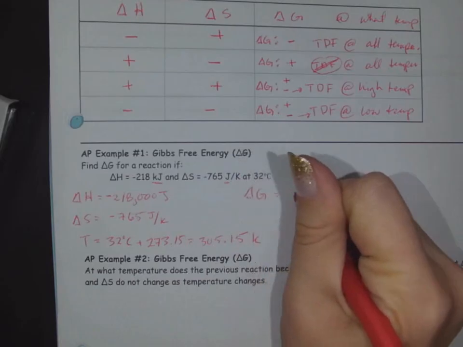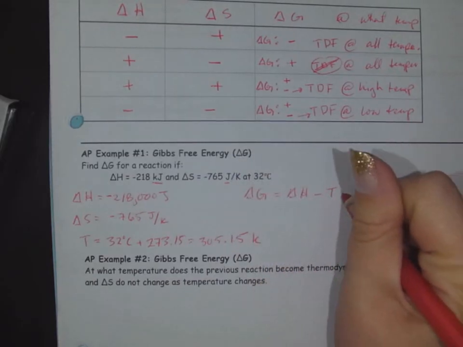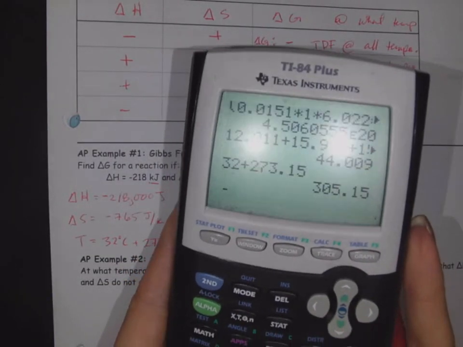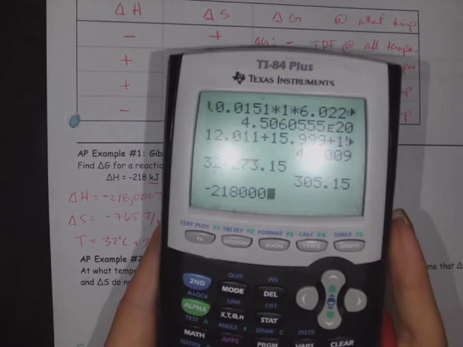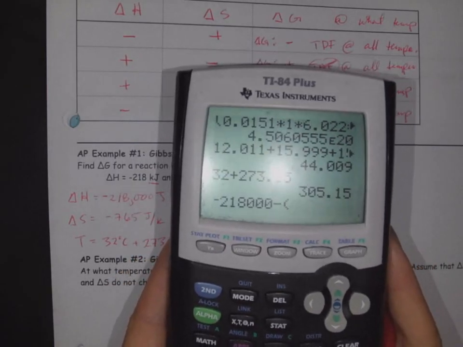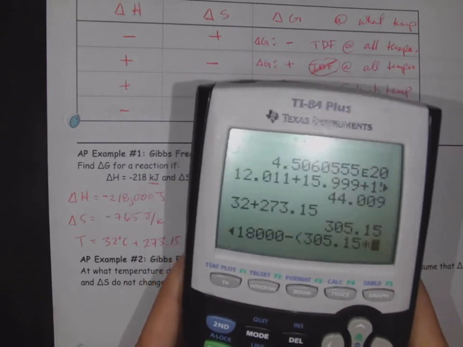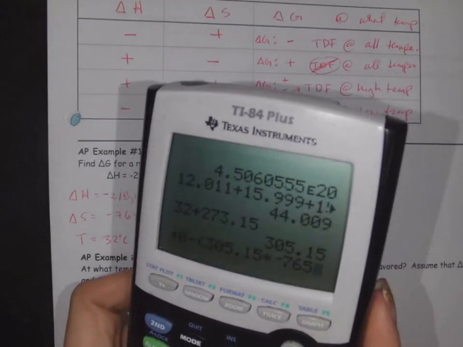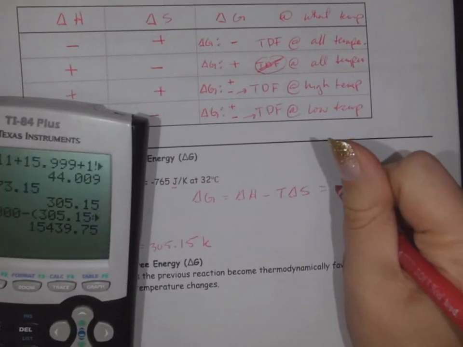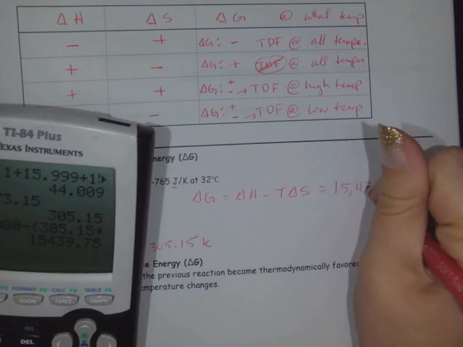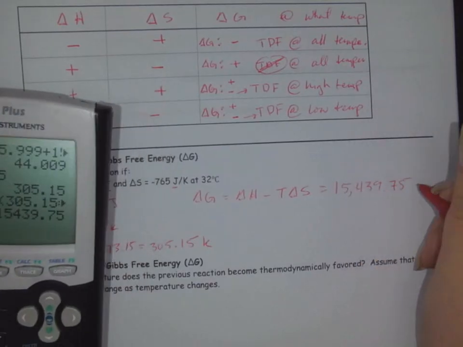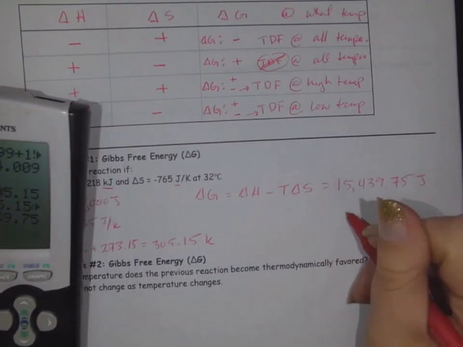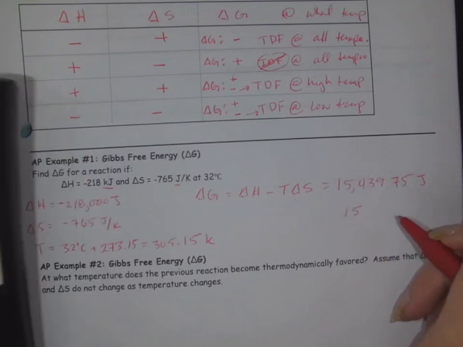So we have delta G is equal to delta H minus temperature times delta S. So we're going to take our value for delta H, and we're going to minus it from the temperature times our delta S value. So without significant figures, I have 15,439.75 joules. Okay. If we want to, we can convert it to kilojoules. That would be 15 kilojoules.